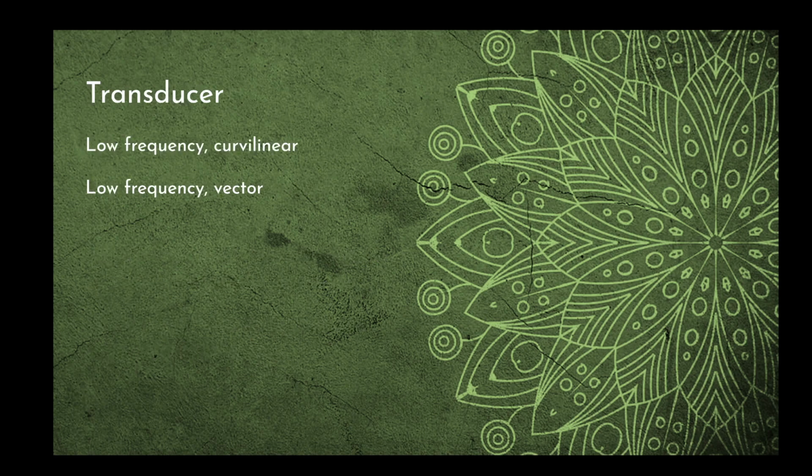Transducer wise, you're not really going to switch out any transducers to image the gallbladder specifically. So you can just continue to use your low frequency curvilinear transducer or your vector transducer. Most of the machines that we use currently have a broadband of 5 to 1 megahertz. So we're typically using kind of around that 2 megahertz, 1 megahertz range to image the gallbladder.